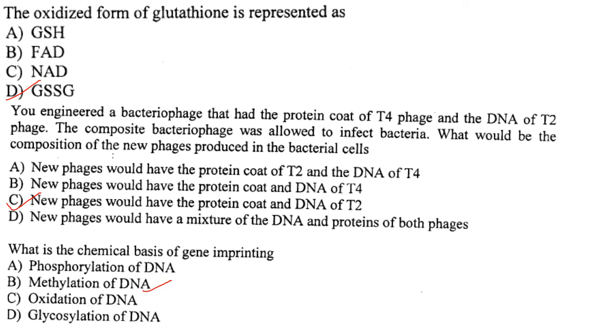And it enters the cell, but the protein coat does not enter. So T4 phage protein coat does not enter the bacterial cell. So the new phage will have the protein coat and the DNA of the T2 phage. So the answer here is option C. Then what is the chemical basis of gene imprinting? So it is methylation of DNA. This is a repeated question.